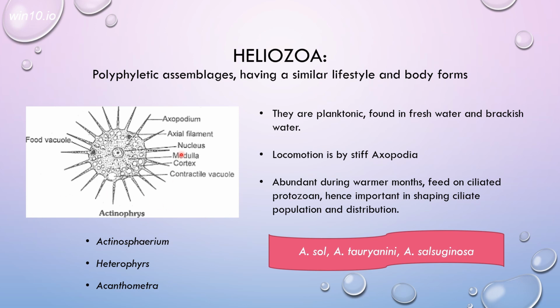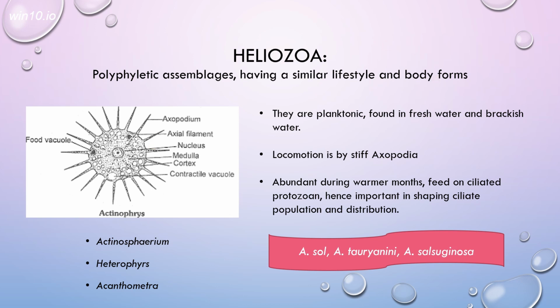And the general purpose of the axopodia is mainly capturing prey, and it also gives some protection from predators. And these groups, as I said, mainly feed upon many ciliated protozoans. However, some small flagellates and microscopic algae they also feed on.